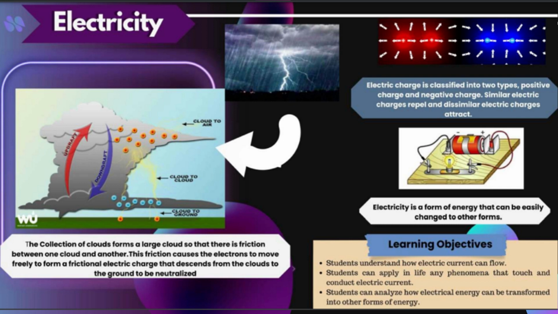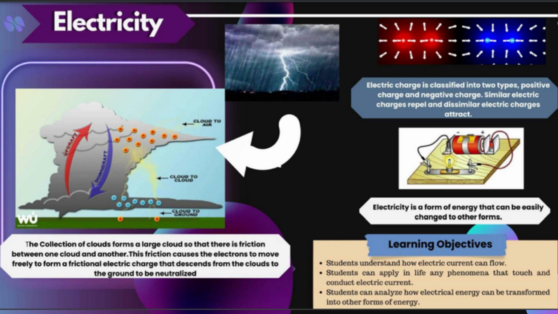Electric charge is classified into two types, positive charge and negative charge. Similar electric charges repel and dissimilar electric charges attract. Electricity is a form of energy that can be easily changed to other forms. We usually see this phenomenon in our surroundings, that is, thunderstorms.